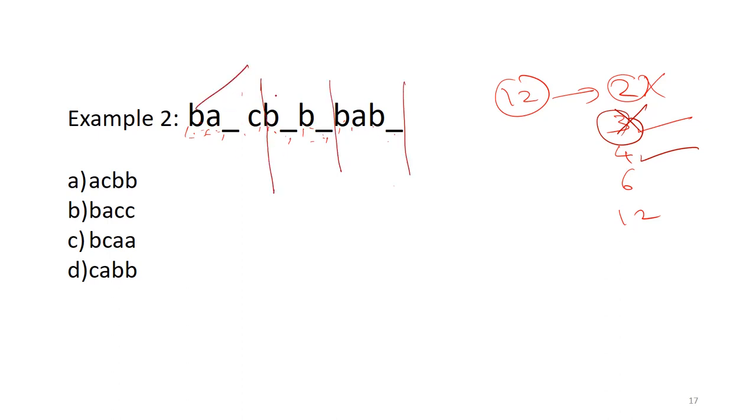Now try to compare. B, B, B. Good. The logic is working. A, A, A. Correct. Next B, B, B, C, C, C. So my answer is B, A, C, C. B, A, C, C is option B. So always go with trial and error. Okay. That is the answer.